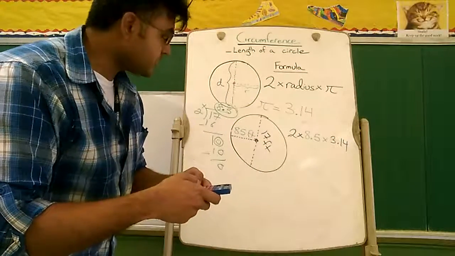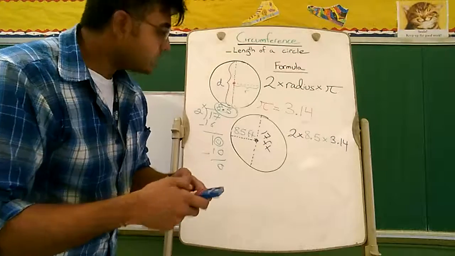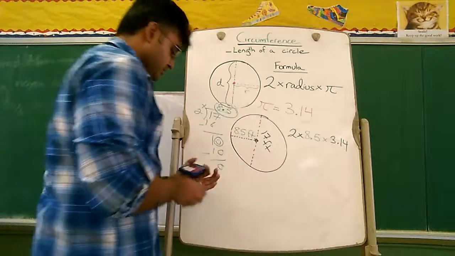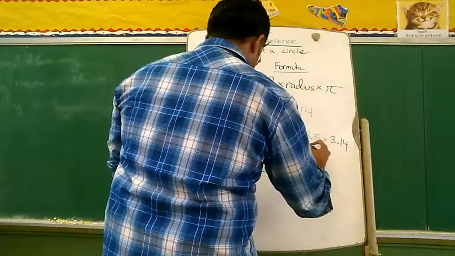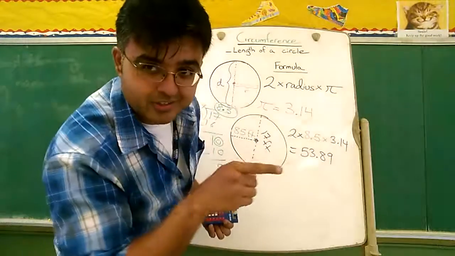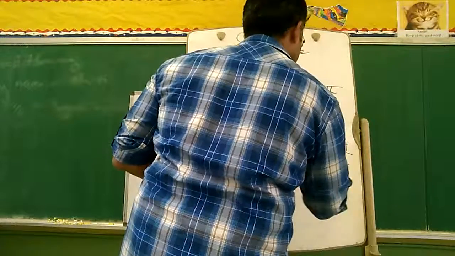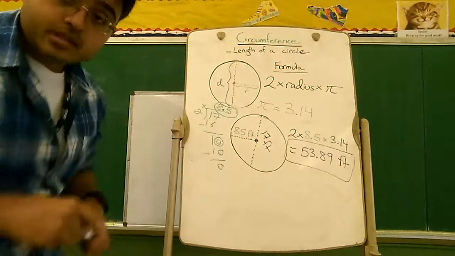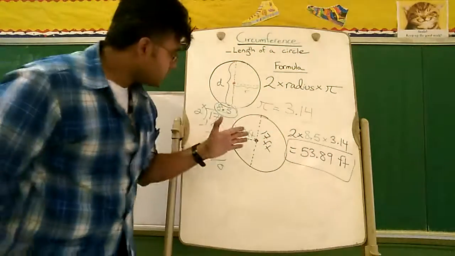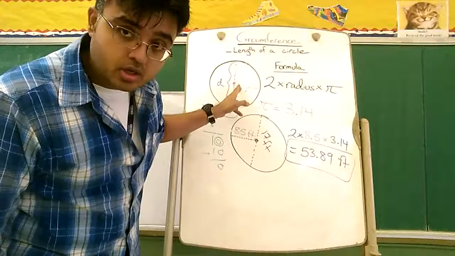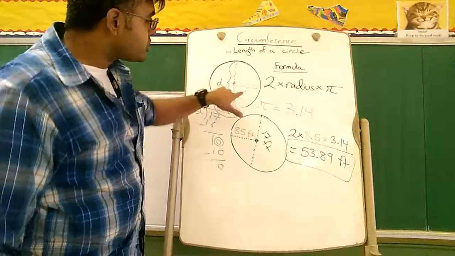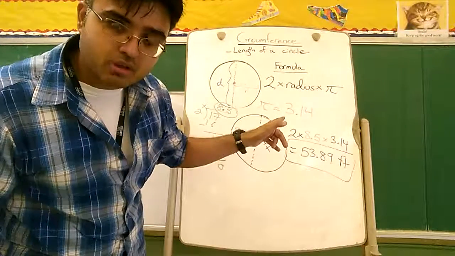So, 2 times 8.5 times 3.14. And the answer is 53.89 feet. You got it. And this is how you find the circumference, the length of a circle. Just remember, you need to figure out first the radius. And you can use your DMT triangle to figure it out. As long as you have this information, you can easily solve the circumference.